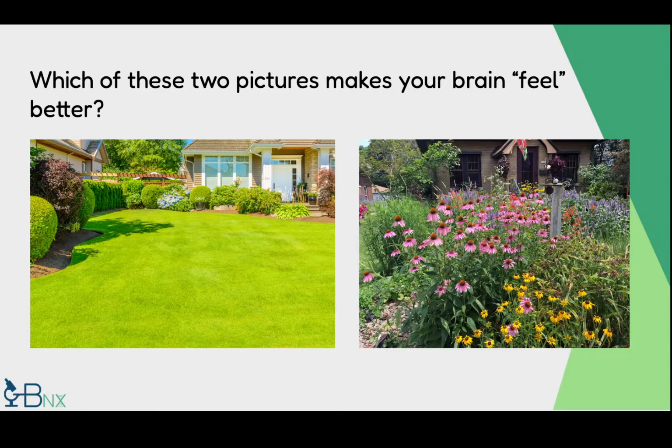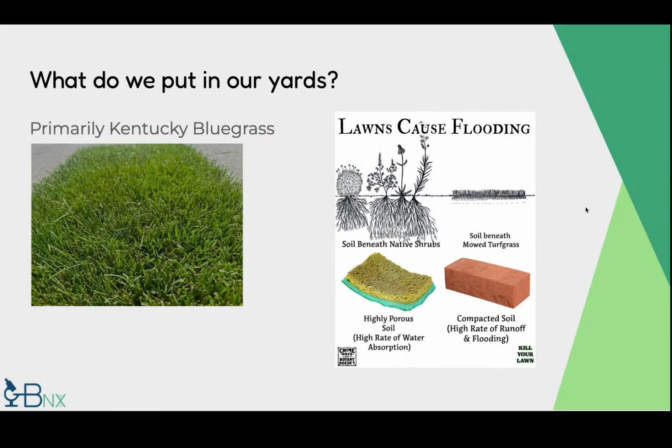But the yard on the right, I can hear all the bees buzzing around. I can hear the insects. You could stand in that yard for an hour and probably see 30 different species of insect just hanging out on those flowers. I think that's pretty cool. So why are we putting turf grass in our yards, and what even is it?